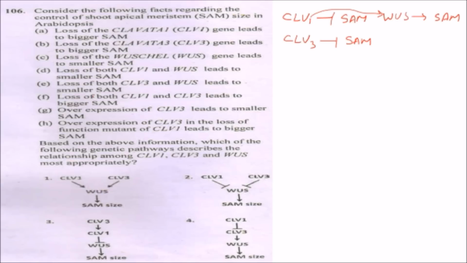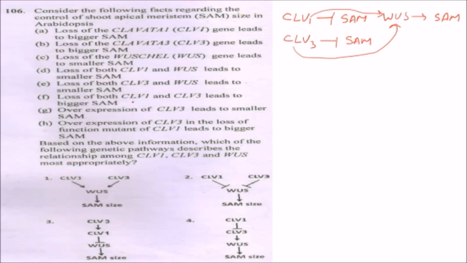Next statement, loss of both CLV3 and WUS leads to a small size, it means again it is also controlling WUS production, and it is indirectly controlling the SAM size, decreasing the size of the SAM. So from this statement it is not clear whether it is directly controlling the WUS or whether there is some connection between these two. So move to the next statement.